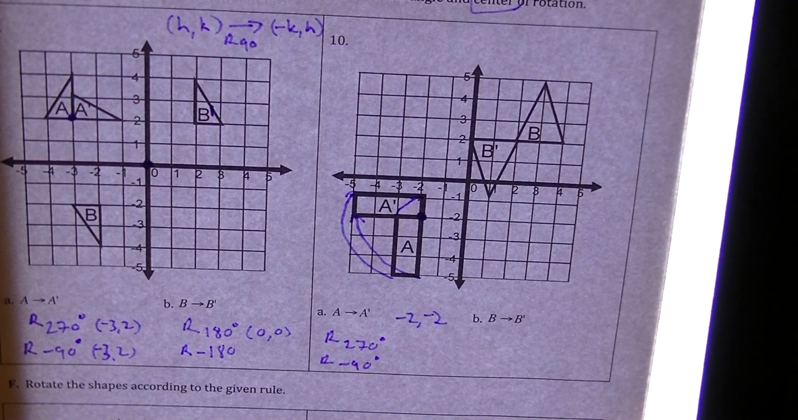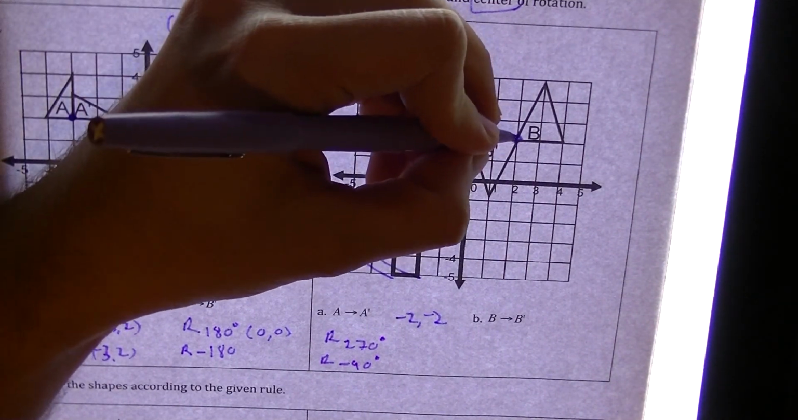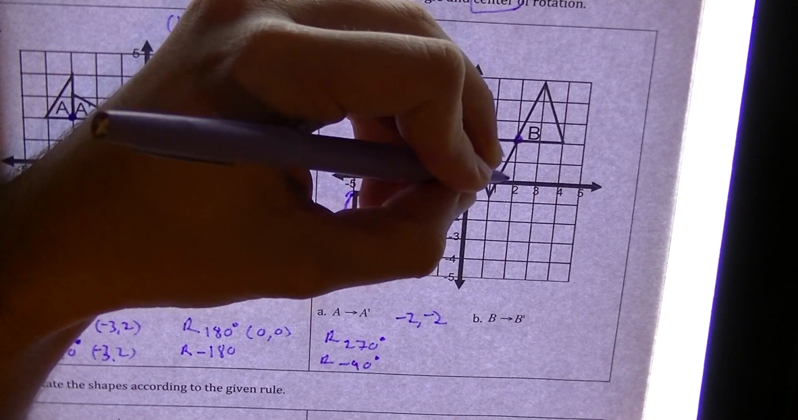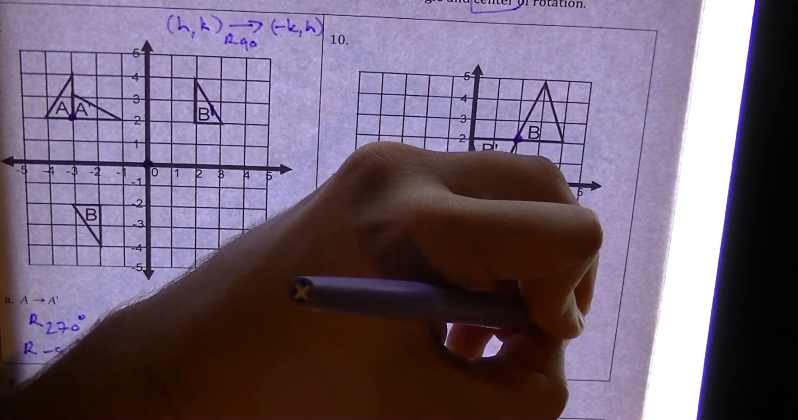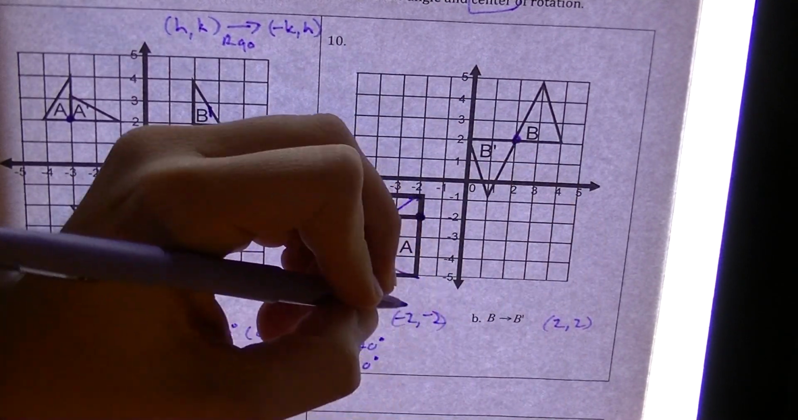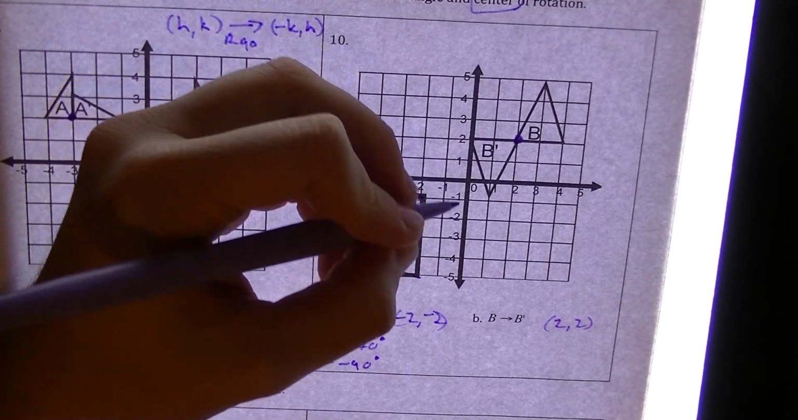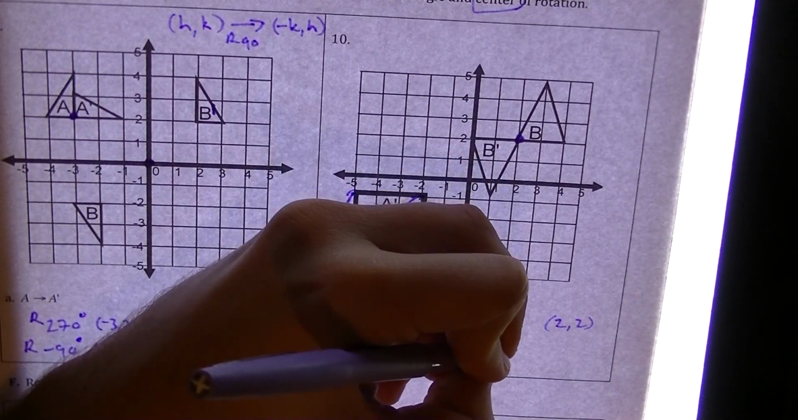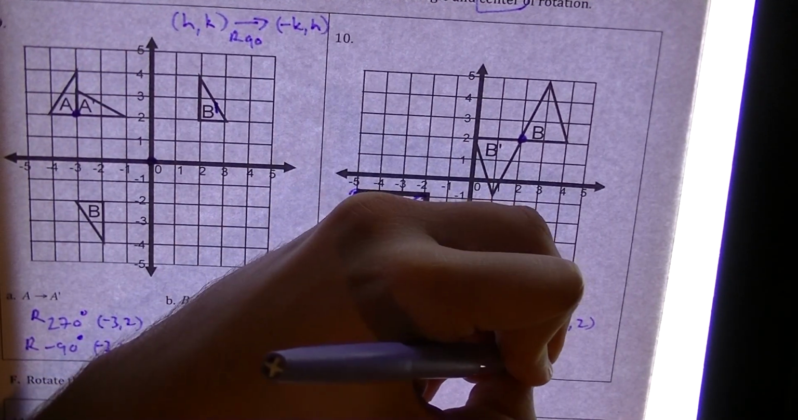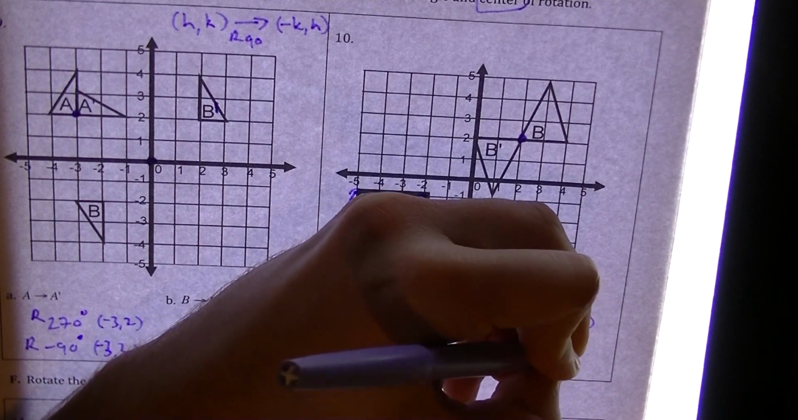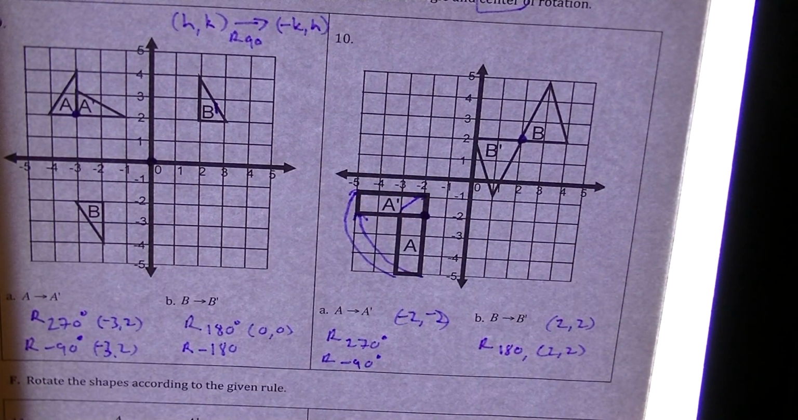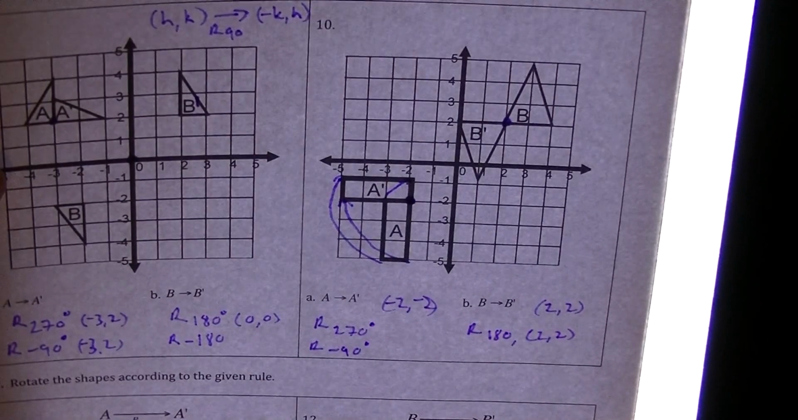B, again, is going to be 180 degrees. This time, though, I'm centered around the point 2, 2. And my rotation is rotated 180 degrees around the point 2, 2. All right, let's keep moving here.